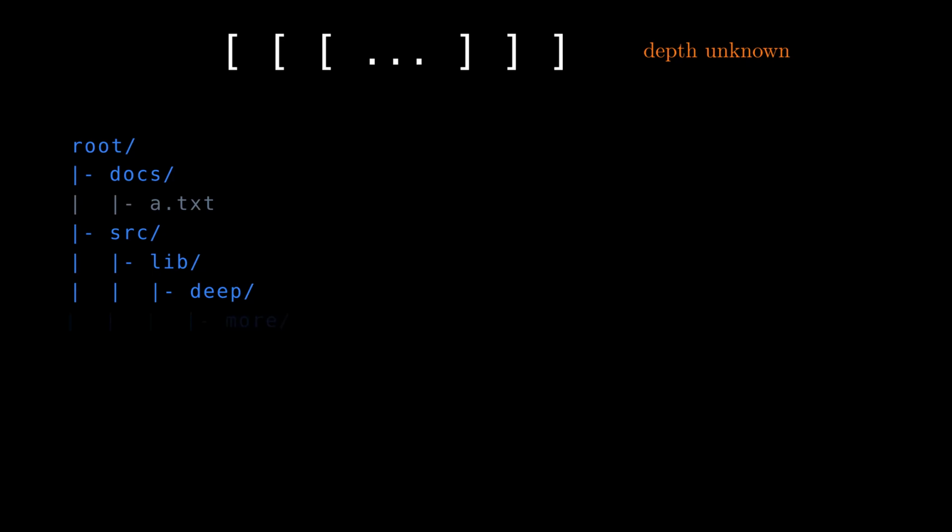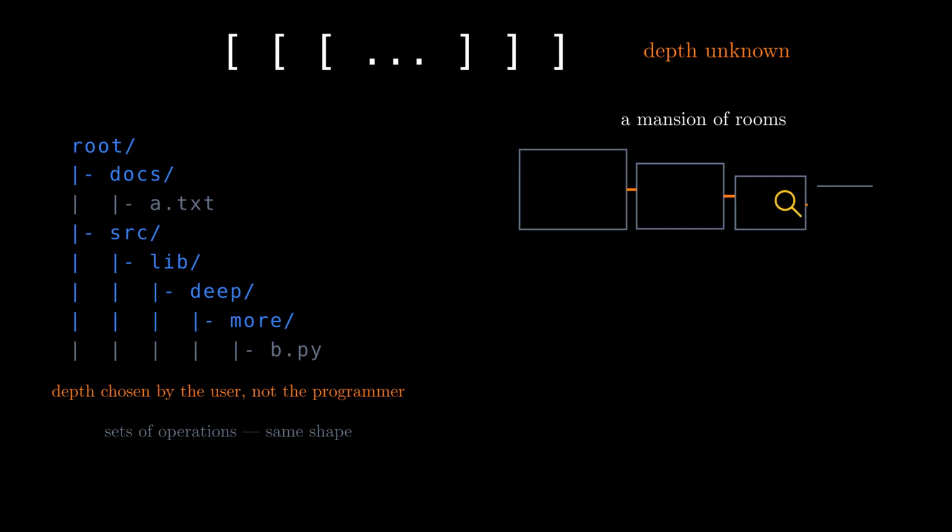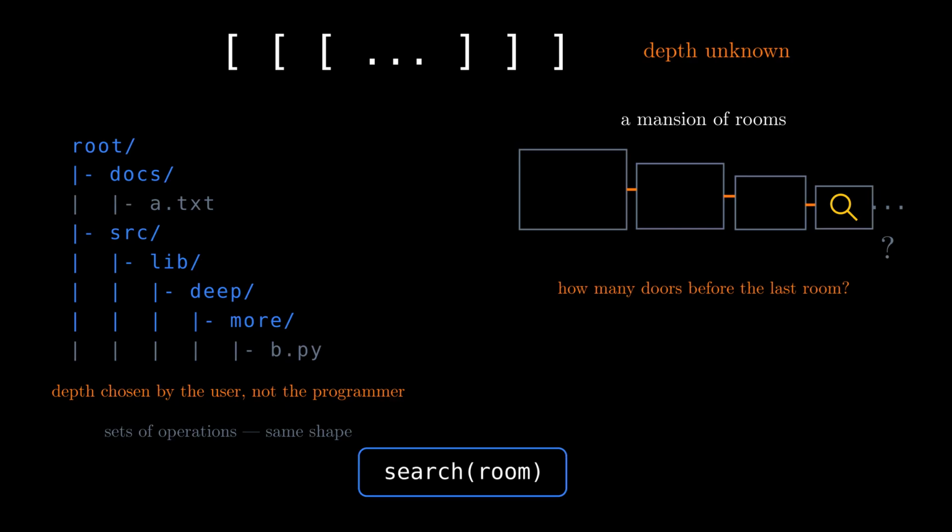Recursion is how we deal with lists within lists within lists, and more broadly, with any structure whose depth is unknown. A file system is the classic case. Folders holding files and more folders, nested however deep the user happened to make them. Sets of operations from last lecture behave the same way. So does the Scooby-Doo gang hunting a culprit through a mansion. Rooms with doors that open into rooms with more doors, and nobody knows how many doors stand before the final room. One recursive function, search this room, then recurse through each door, handles every depth with no extra code.